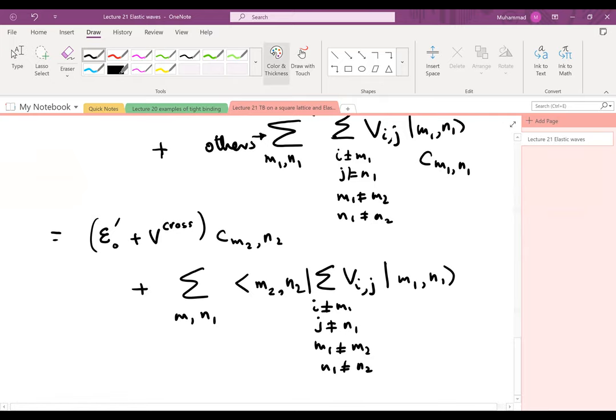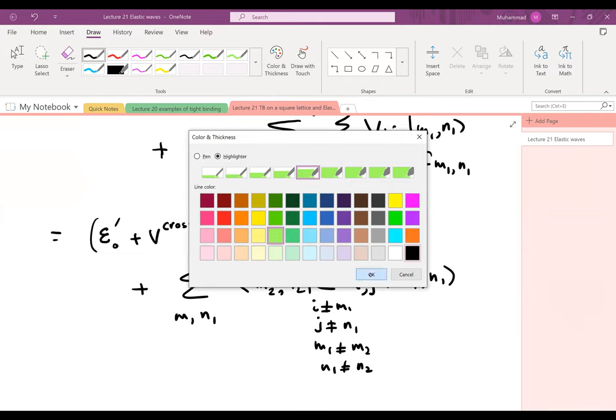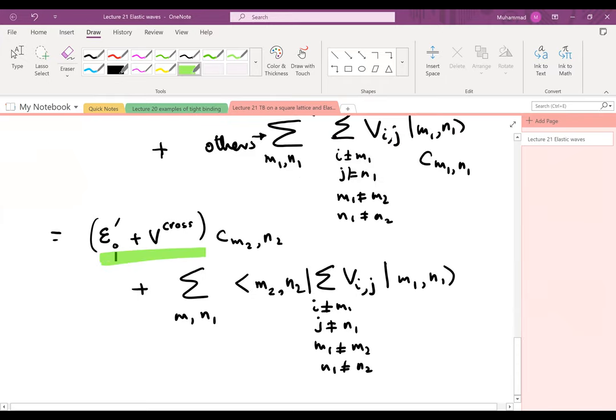The first term, if you observe, this term simply gives me some energy. E naught prime is the atomic energy, and V cross is the energy correction that happens to the atomic energy because of the presence of all other nuclei. So it's like a bias term. So E naught prime is a pure atomic energy, and V cross is the energy shift that occurs because of the presence of all other nuclei inside the square lattice.